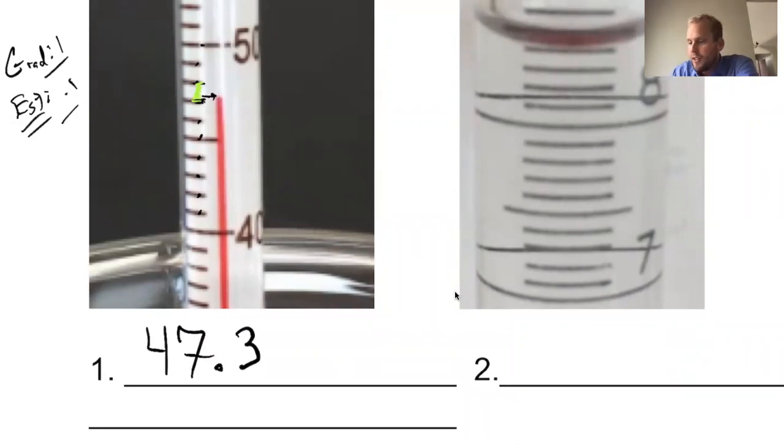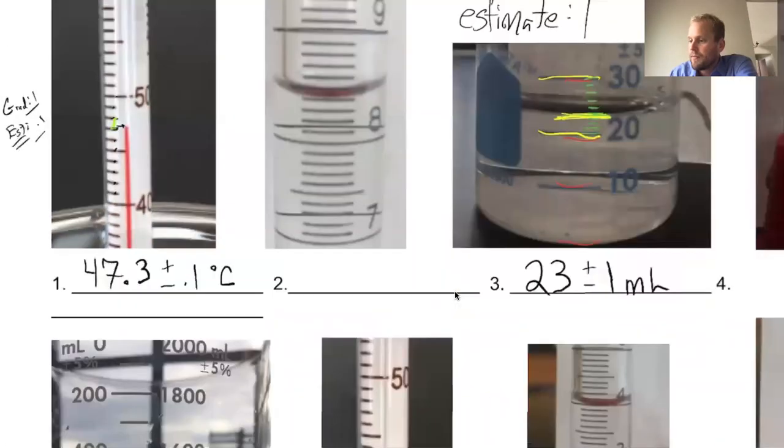We made an estimate, right? So we admit that, we attach the uncertainty. So we go plus or minus 0.1, and then the unit of the device. And this is a thermometer, so we're going to go degrees Celsius.